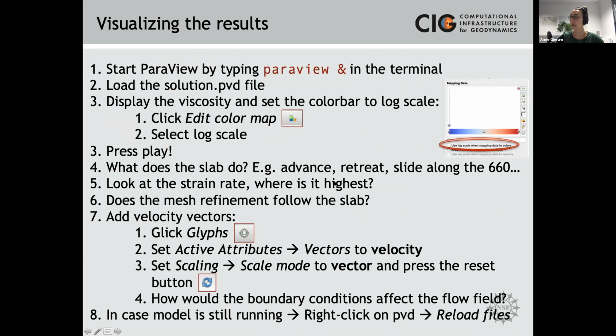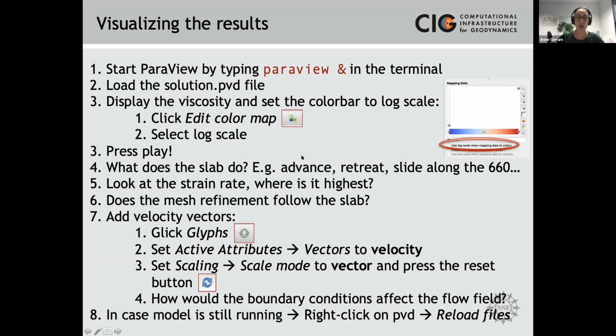All right. I think that it's about 10 minutes, so you should have your model run. If not, you can still have a look at it. You can load the PVD file anyway, and then if you want to reload it, this is possible in this version of ParaView. You just right-click on the PVD file and select Reload Files, and then it will update the file that you have already loaded.